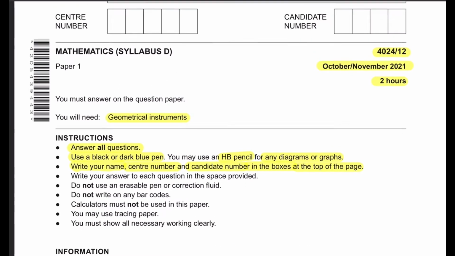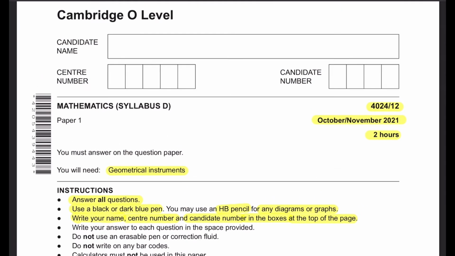This is the page given here. This is the place for candidate name, this is for center number, and this is for candidate number. You must write according to your statement of entry. This is paper 1, and this is the barcode. We are not supposed to write here.